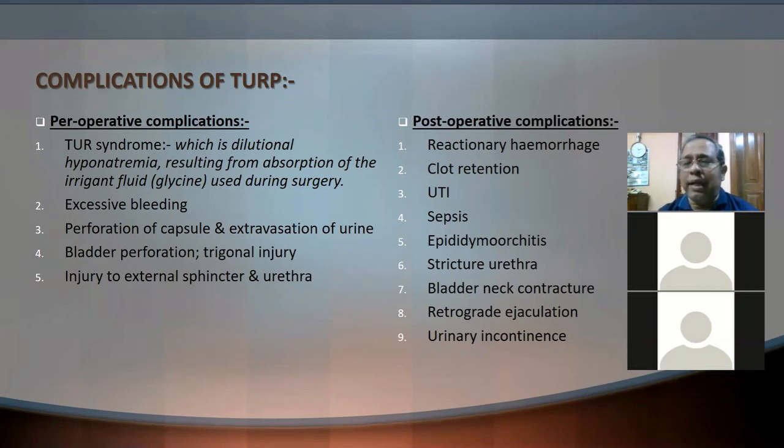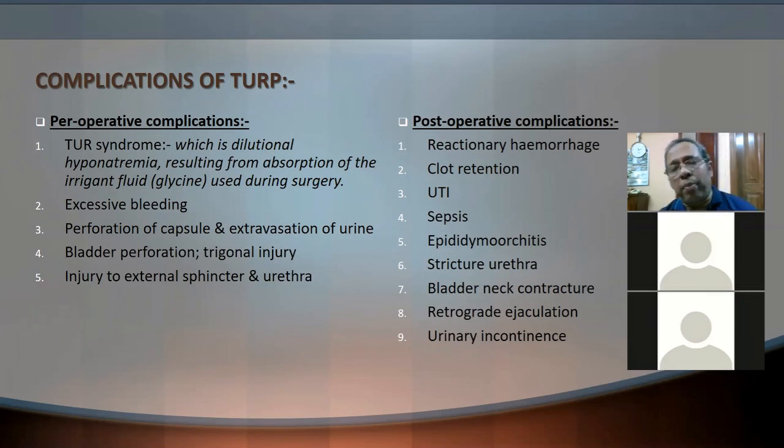In the elderly patient, the cardiac status is compromised. Whenever there is a volume overload, the patient develops respiratory distress. The patient may develop heart failure. For that reason, it is called TURP syndrome. TURP syndrome.